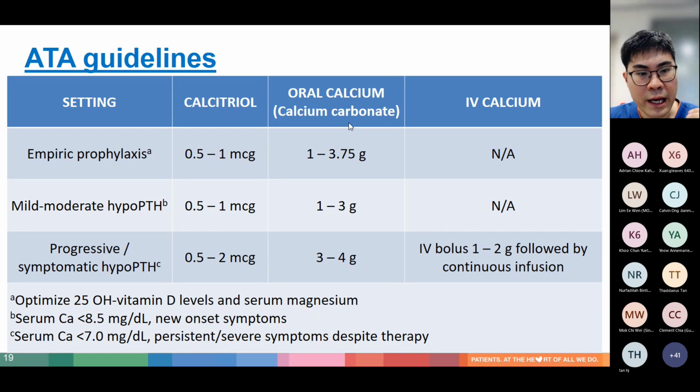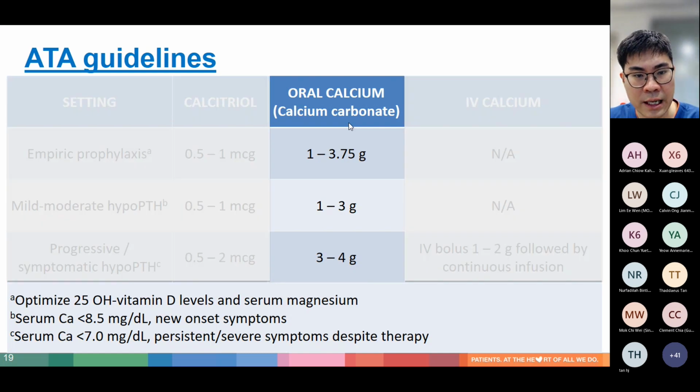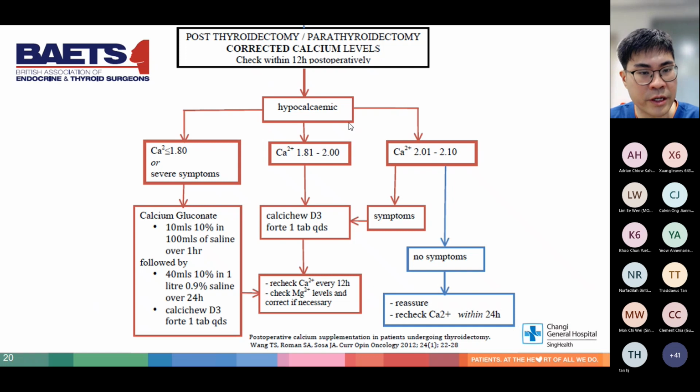I'm just going to detour a little bit. The other guideline that is available is obviously from the UK as well, and I've actually lifted it directly from their workflow, which is helpful. You can follow the arrows to see what it is, but again, the medication they use is slightly different from what we use. Just to highlight, they use calcichew, 1 tab QDS, which works up to about 2.5 grams BD, or about 5 grams in total in a day.